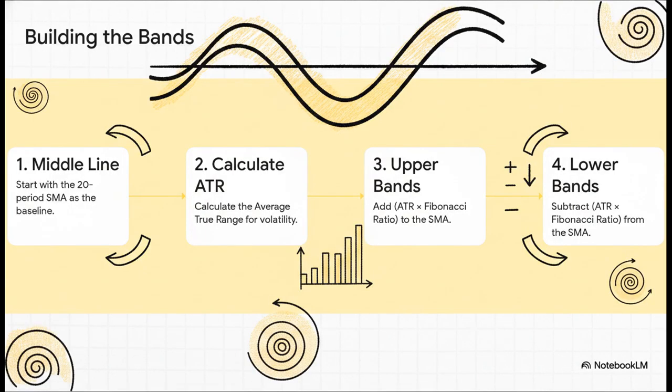And here's how easy it is to put together. You start with your baseline, that 20-period SMA. Then you figure out the market's recent volatility with the ATR. From there, you just multiply that volatility number by a Fibonacci ratio, add it to the SMA for your upper bands, and subtract it for your lower bands.